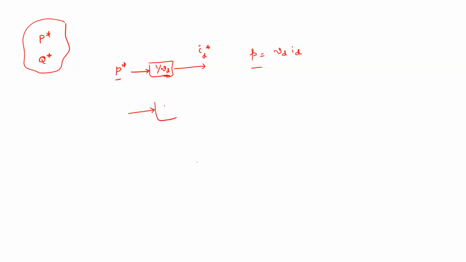Similarly, it will be 1 by VD and this is Q star, so that gives you IQ star. Understood? So if this Q is 0, this also becomes 0. So this is how to obtain the reference D axis and reference Q axis currents.